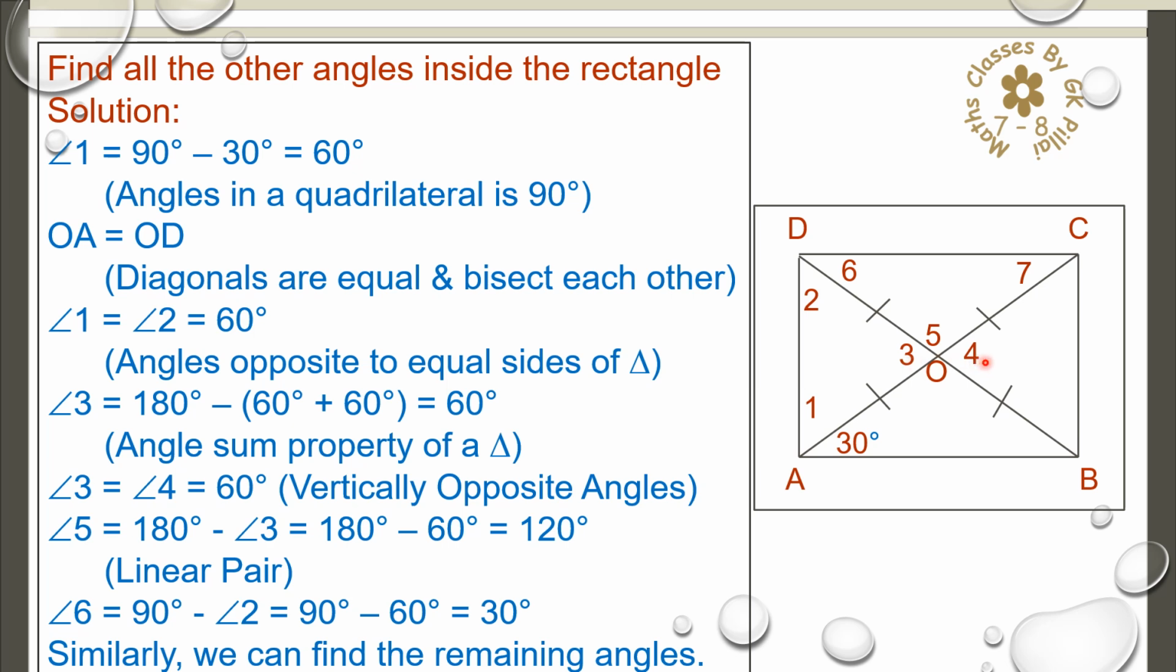Now 3 is equal to 4 vertically opposite angle, so 4 will be also equal to 60 degrees. Now angle 3 plus angle 5 will be 180 degrees linear pair. If this angle 3 is 60 degrees, angle 5 will be equal to 180 minus 60, 120 degrees. Now one more thing, we got angle 2 to be equal to 60 degrees. 90 minus 60, angle 6 will be 30 degrees.